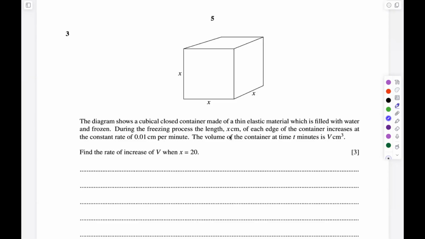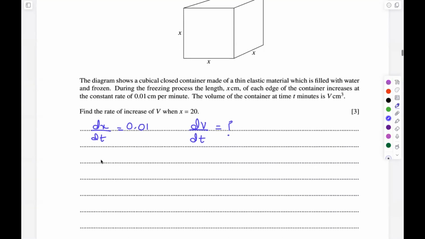Now from the question, we know that the rate of change of the length, the rate of change of x, is 0.01. So we can write dx/dt is equal to 0.01. We have to find the rate of increase of V, which means we have to find dV/dt. The formula relating V and x will be dV/dt is equal to dV/dx multiplied by dx/dt.